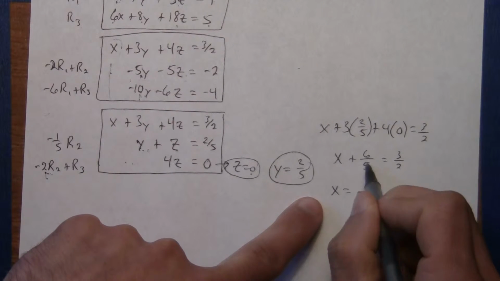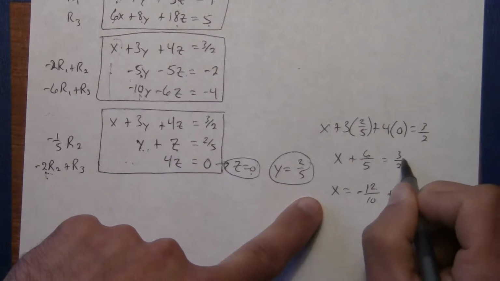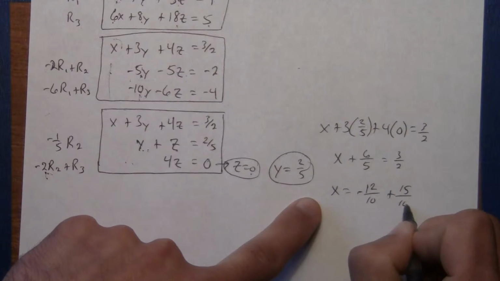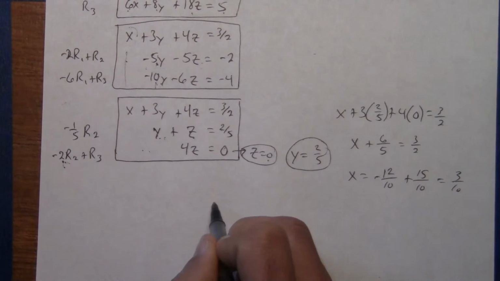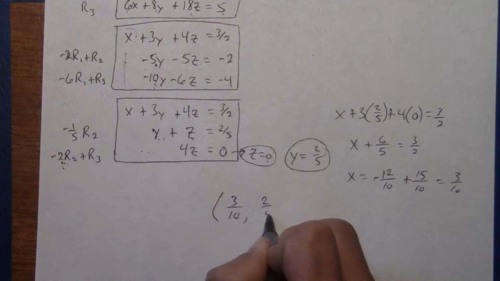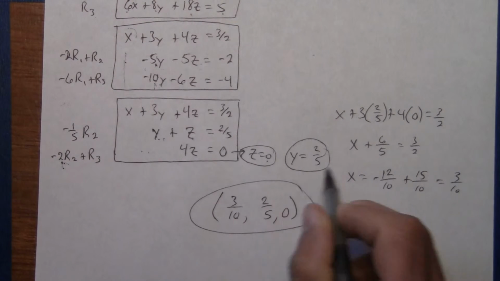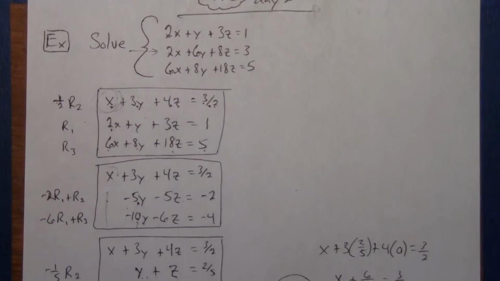Subtract and then multiply by 2 over 2. That would give me negative 12/10. Plus, multiply by 5 over 5, that's 15/10. Or it looks like x is going to equal 3/10. And so my answer for this particular problem is 3/10, 2/5, 0. And that will solve that system of equations.